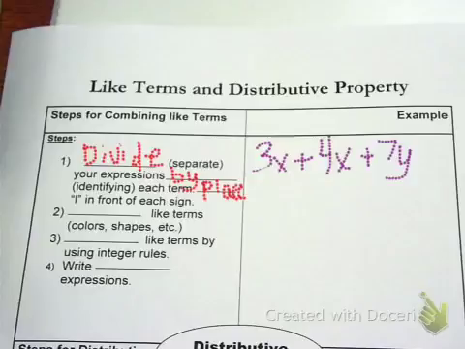Once I've done that, I'm then going to identify like terms. And we can do it by colors. We can put shapes around them, just so I can tell which ones have the same last name or who are cousins. Once we've done that, you then go back and you combine your like terms by using your integer rules. Once you've gone through, we're separated, we've grouped our same last names, or we have our cousins.